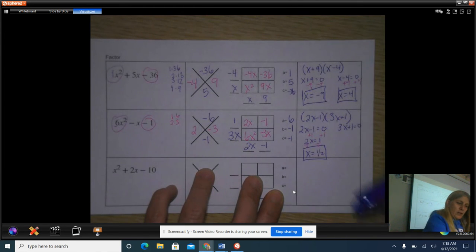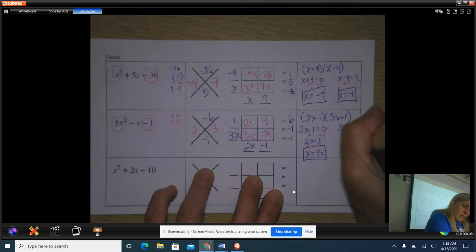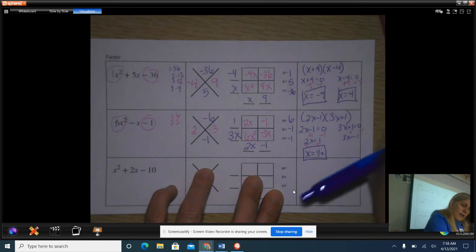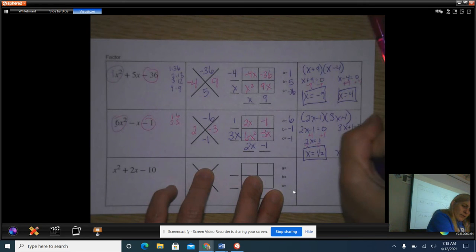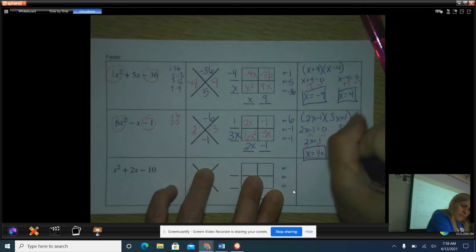Okay, and then I'm going to go ahead and do the same for the other. I'm going to subtract 1 from both sides. That gives me 3x equals negative 1. Divide both sides by 3, and x is equal to negative 1/3.